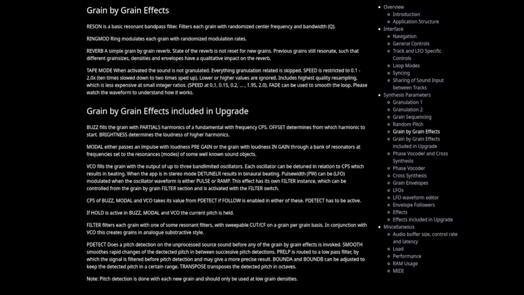Tape mode: when activated, the sound is not granulated. Everything granulation related is skipped. Speed is restricted to 0.1 to 2.0x, 10 times slowed down to 2 times sped up. Lower or higher values are ignored. Includes highest quality resampling, which is less expensive at small integer ratios.